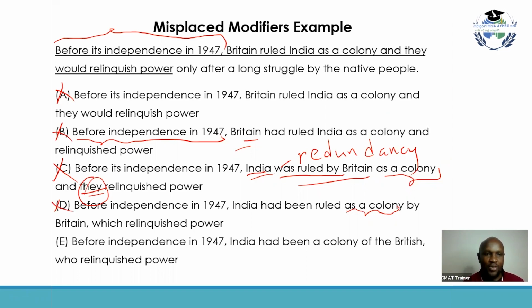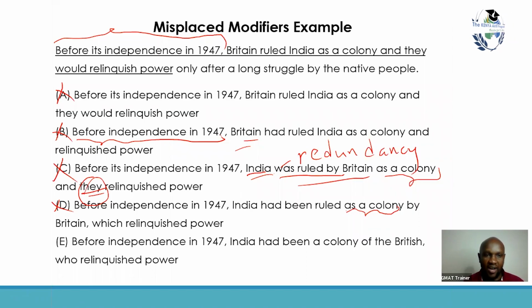So that leaves you only with E. Look at E and make sure that it is your correct answer for this particular sentence. Before independence in 1947, India had been a colony of the British, who relinquished power only after long struggle by the native people. So it does correct all the errors that occur in the original sentence and also those that have been introduced by the other answer choices.